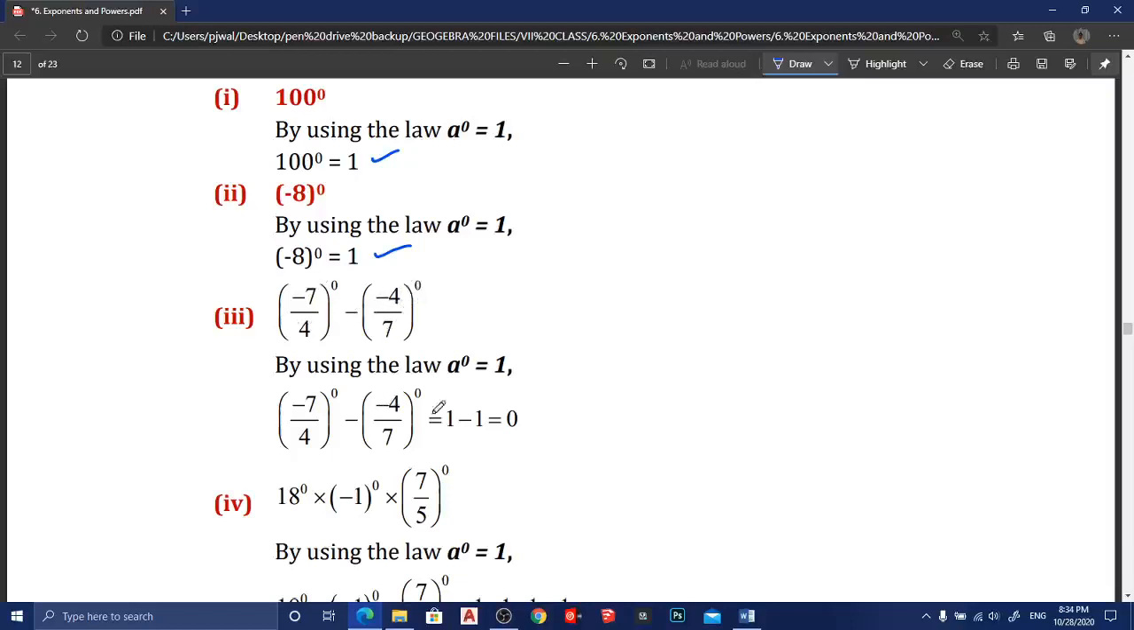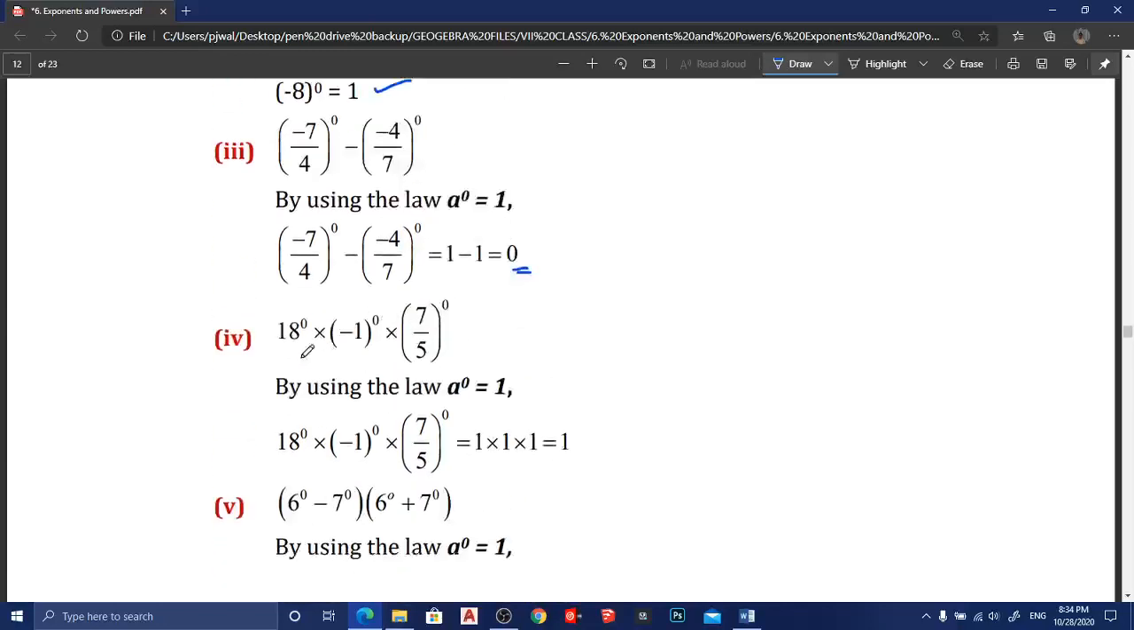So 1 minus 1, how much will you get? 0. 1 minus 1 is 0. Here this is also 1, this is also 1. So 1 minus 1 is 0. So here also by using this, anything to the power of 0 is equal to 1. 1 into 1 into 1. Even though it is a negative number, to the power of 0 is also 1. So all these three terms are also 1. 1 into 1 into 1.